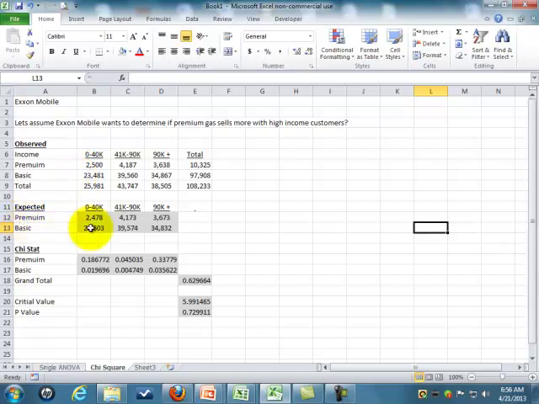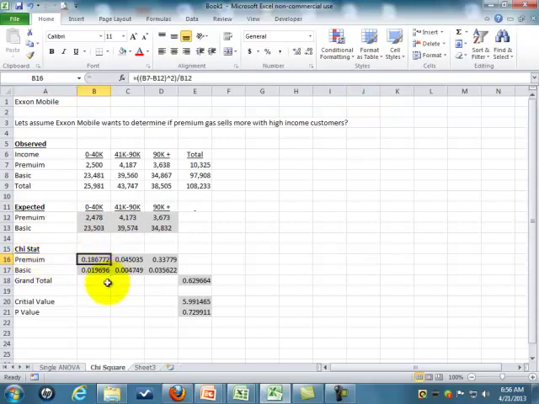Now the expected value in the gray, I've calculated it for you, but just to remind you the calculation, you would take the total of the row times the total of the column divided by the total. So I've done all that math to calculate. So what this is saying is we actually had 2,500 people that make under $40,000 bought premium gas, but we would expect 2,478 to buy it, and so on.